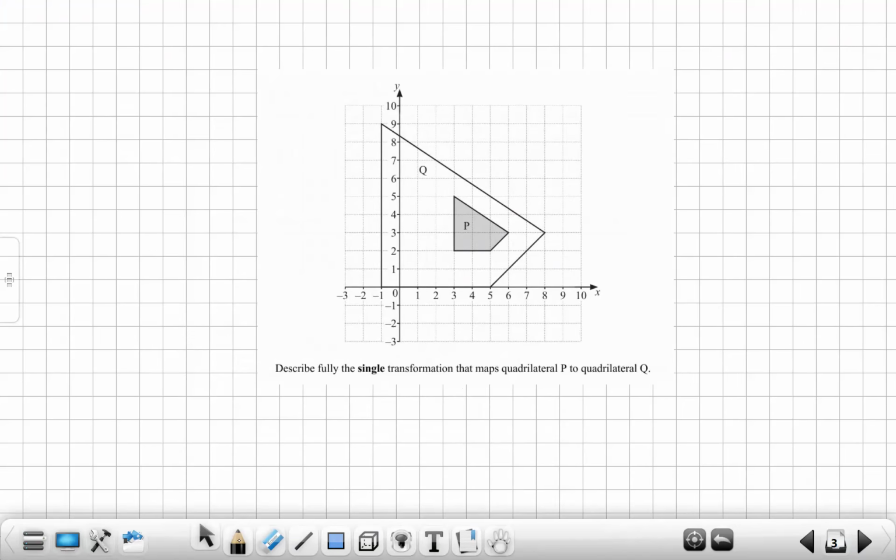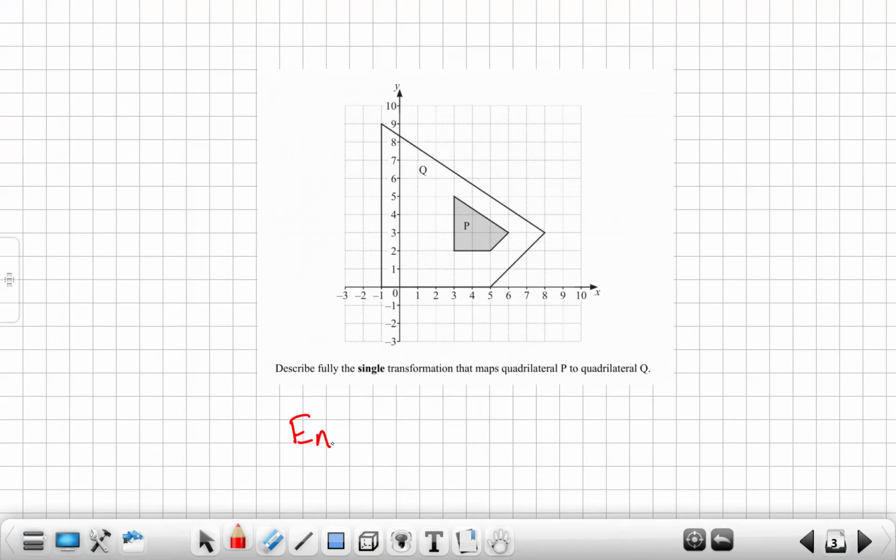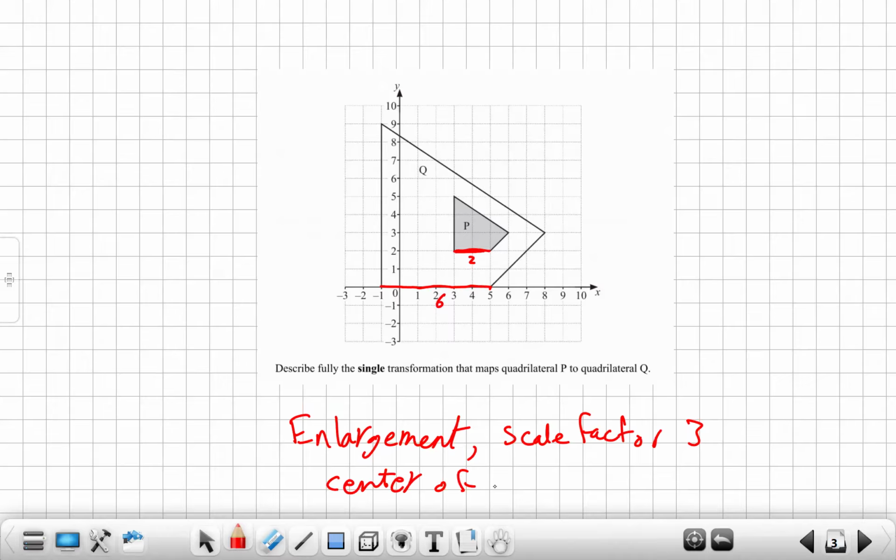Taking this to the application in order to describe the single transformation that happened. We know that this is definitely an enlargement, so I'm going to write over here enlargement. Scale factor: I need to find out the scale factor. Here it was only 2 squares. It became 1, 2, 3, 4, 5, 6. So from 2, it became 6, it got tripled. So scale factor 3. Center of enlargement is what? Center of enlargement.